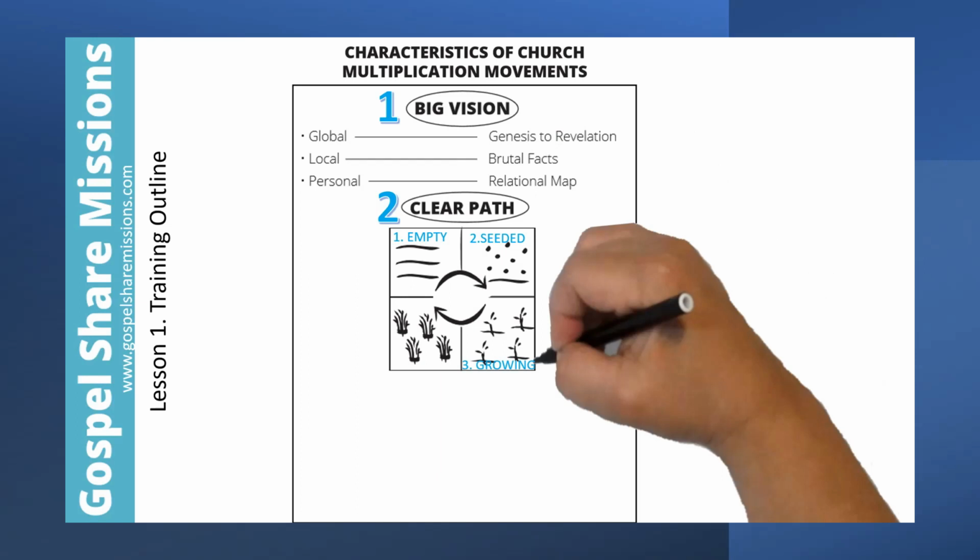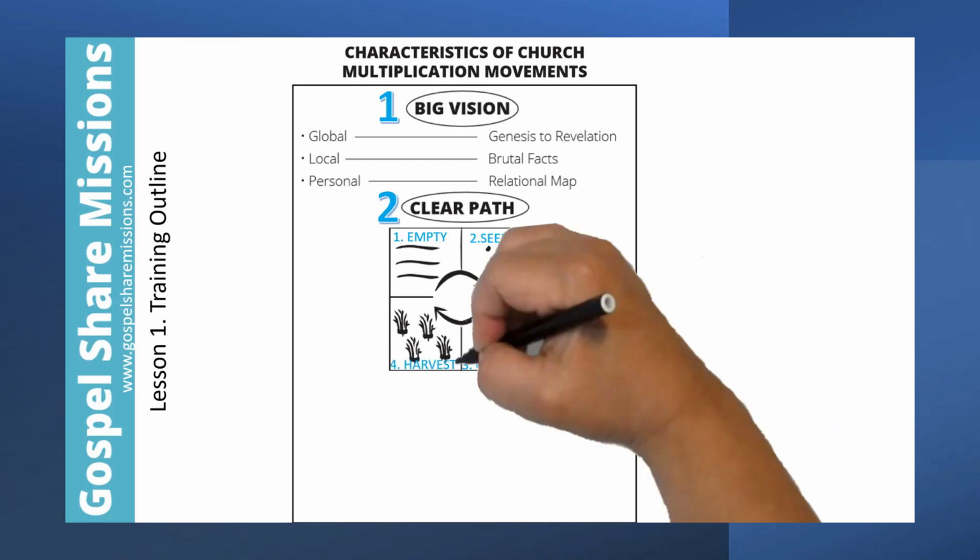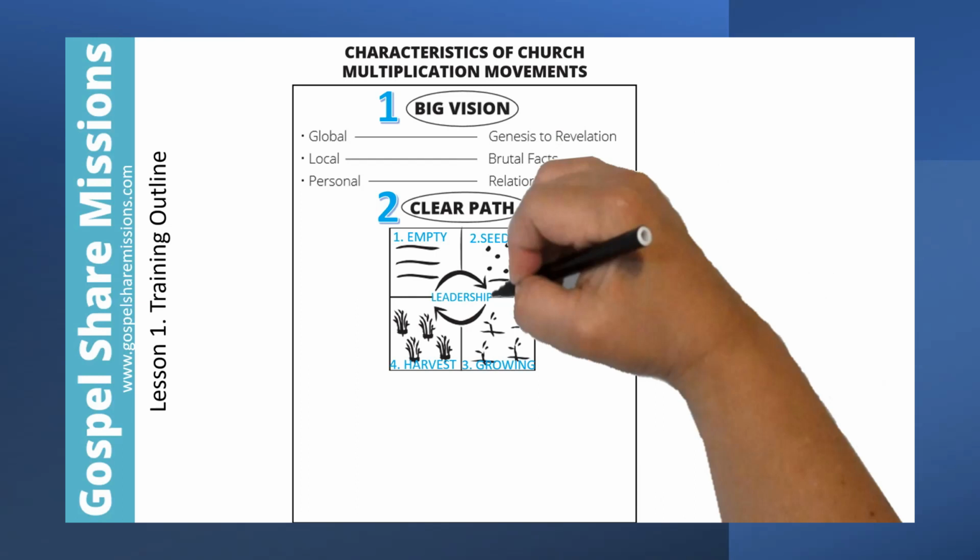Then comes the harvest time. Write down number 4, harvest field. In spiritual terms, this is the church gathered in a healthy way. So we have 4 fields: the empty field, seeded field, growing field, and harvest field. In the center of the 4 fields we have the leadership that is what makes this process work. Write down leadership. Later in lesson number 4 we are going to go into detail regarding this process. So the second characteristic of a church moving to growth and multiplication is a clear path to follow.